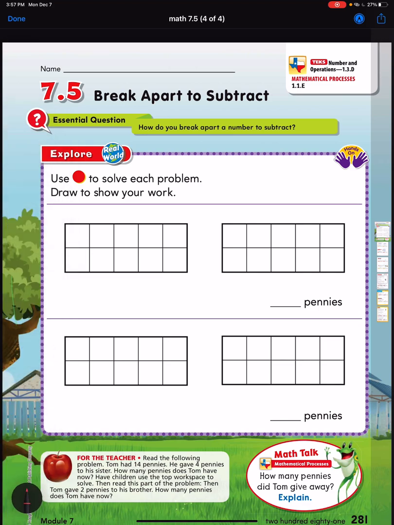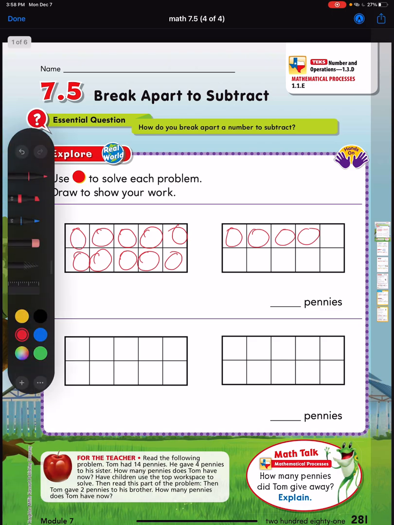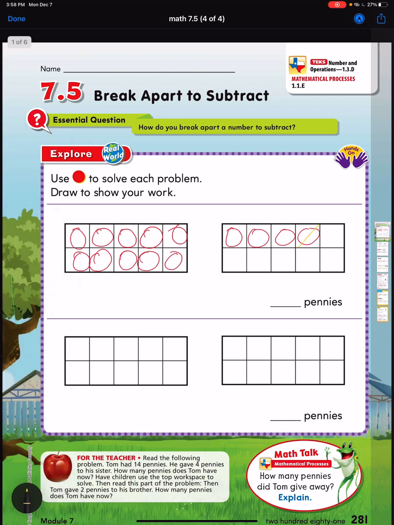So our problem reads, Tom had 14 pennies. He gave 4 pennies to his sister. How many pennies does Tom have now? So let's draw the 14 pennies that Tom had. So here's a 10, 11, 12, 13, 14. So there's those 14 pennies Tom had. He gave 4 pennies to his sister. All right. So he's going to give these 4 pennies to his sister. How many pennies is he left with?